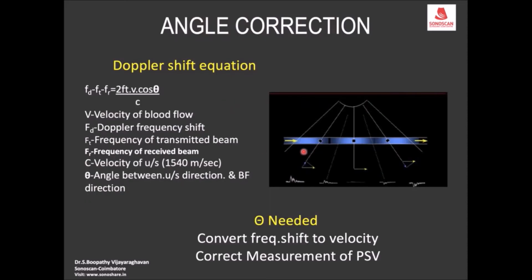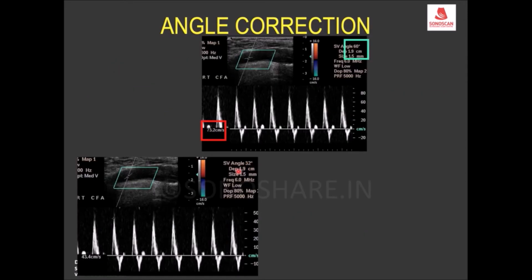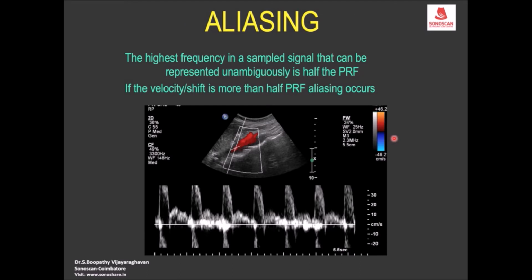Calculate, convert the Doppler shift into centimeters, the velocity of blood flow. It is done by using the Doppler shift equation, which contains the theta, that is the Doppler angle. So this Doppler angle information you have to provide to the machine, and you see the velocity is 43. You see the difference, 73 and 43. So if you don't give the machine information about the correct Doppler angle, you will mismeasure the peak systolic velocity. Studied velocity is more than the Nyquist limit.